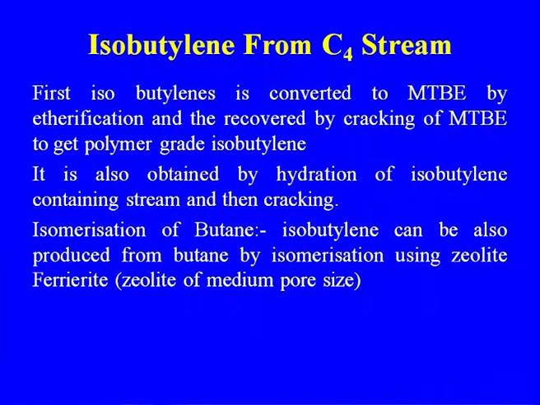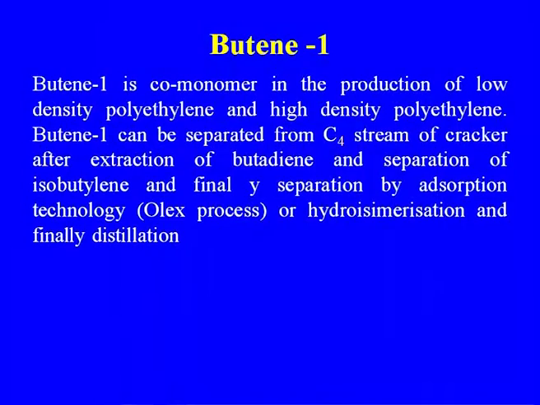Isobutene can also be produced from butane by isomerization using chloride. This is a separate stream, not connected with the recovery part, but as butane is available, it can be used for making isobutene. This is another route. As I discussed the importance of butene-1, it is a co-monomer in the production of low density polyethylene and high density polyethylene. Butene-1 can be separated from the C4 stream of the cracker after extraction of the butadiene and separation of the isobutylene. The remaining fraction of the C4 stream will be used for the separation of butene-1.